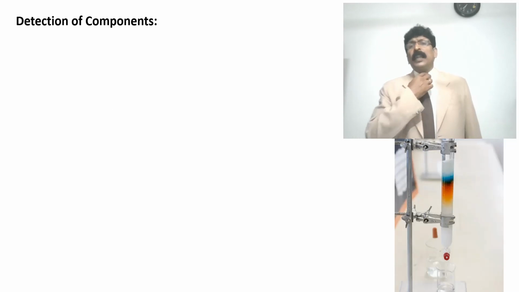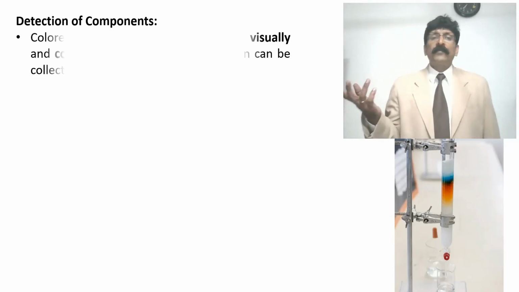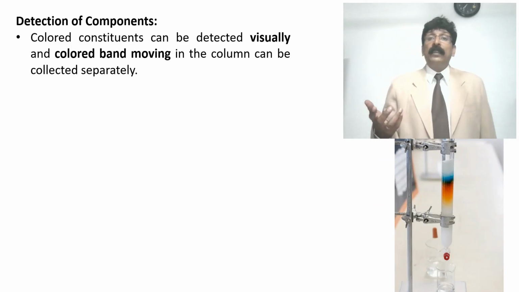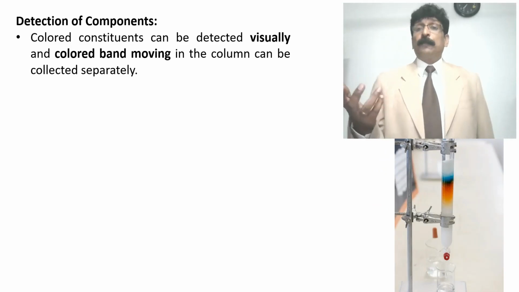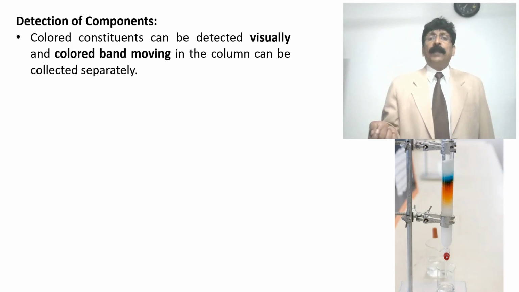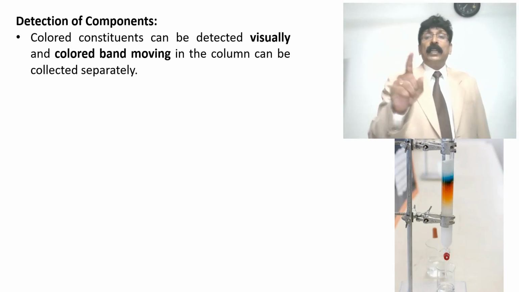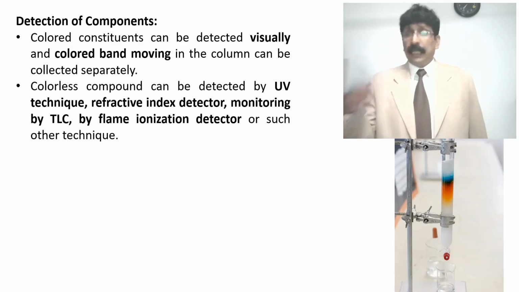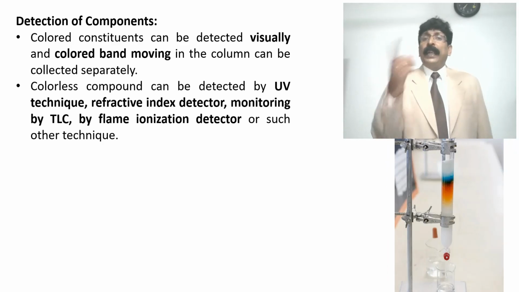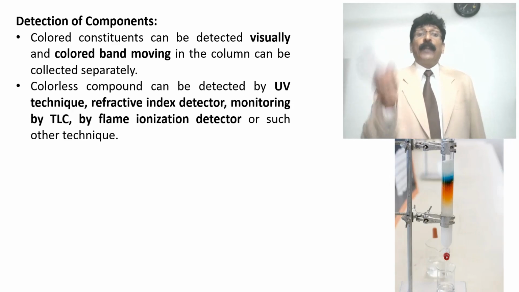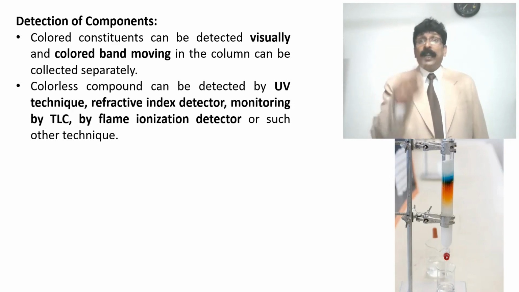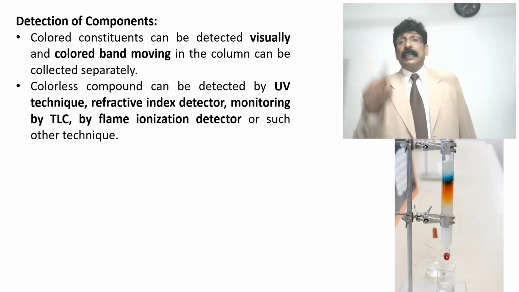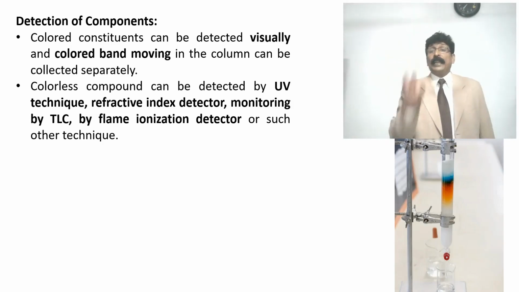Detection of components: previously it was by means of color, but visual detection can also be done by various chemicals which can be sprayed, though in column chromatography we cannot spray. So colored constituents can be seen directly as visually colored bands moving. A band in the column can be collected separately and eluted. Colorless compounds can be detected by UV techniques, refractive index detectors, monitoring by means of TLC, and flame ionization detectors. Such detectors can be used for detecting the components.